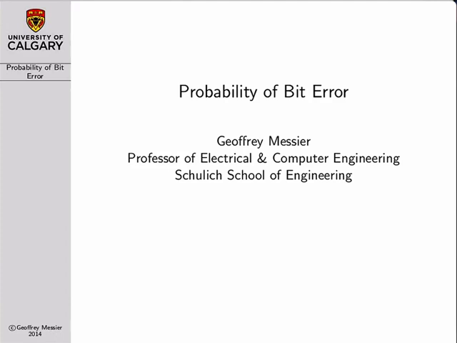And these errors are random, right? Because the mechanisms that cause the signal distortion are also random. And so the way that we quantify the reliability of a physical layer communication system is through probability of bit error or bit error rate.